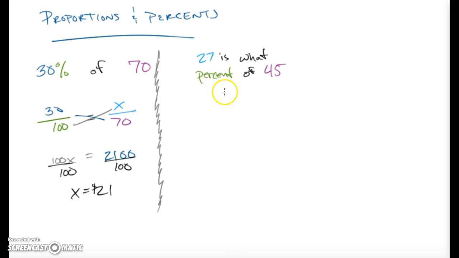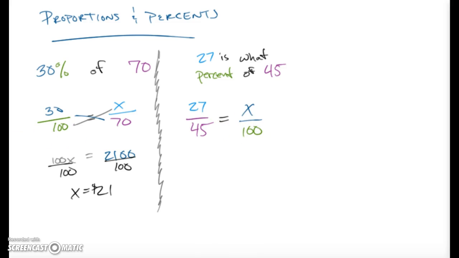So let's say another situation. Let's say you got a concert ticket for 45 bucks, but you got $27 off. And you want to know, well, what percentage is 27 of 45? What I can do is I can create another proportion. This time I have 27, and I know that it is out of 45. And I'm wondering, well, what percentage out of 100 is that going to be? So I'm going to say x out of 100.